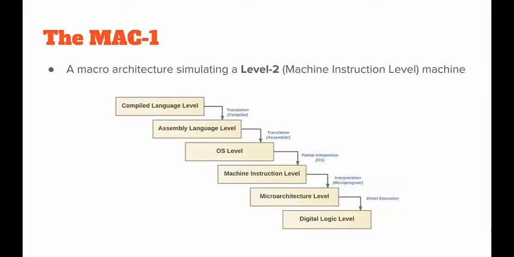The MAC-1 is what we call a macro architecture, and it simulates what's called a level 2 machine. Now, using this diagram, the level 2 machine is the machine instruction level. In general, what we're going to be doing is executing a program or a series of programs based on what the user gives us. In a sense, we're going to be implementing the underlying components of a simple machine and its execution engine.